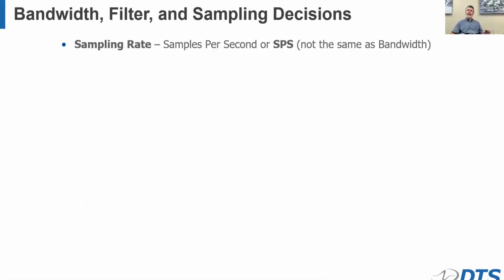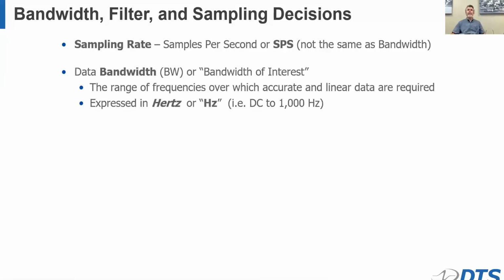Well, let's talk about bandwidth filtering and sampling. Number one, we talk about the sampling rate as in samples per second. And that sampling rate is designed, or we should be designing it, in order to record a data bandwidth or the bandwidth of interest. The bandwidth of interest is the range of frequencies over which we need accurate linear data. If we're doing something like automotive or aerospace crash testing with test dummies, then it's very common that that bandwidth is DC, or from 0 hertz to 1000 hertz.